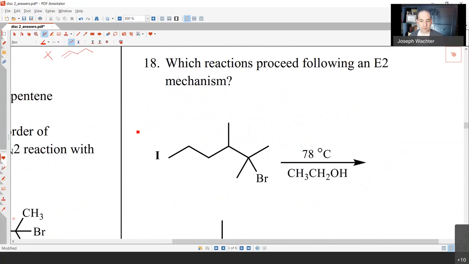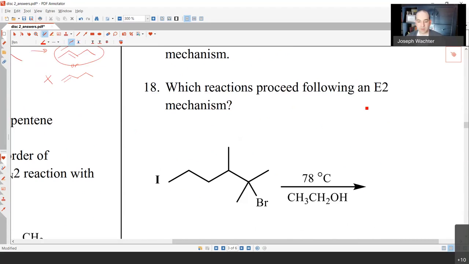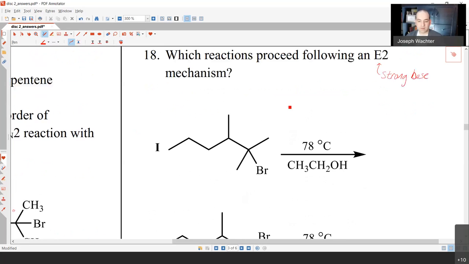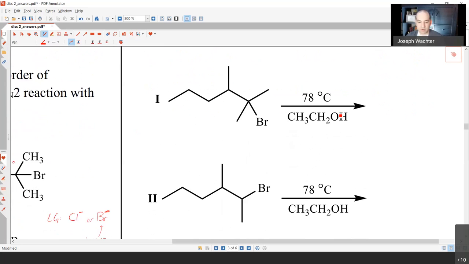Which reactions proceed following an E2 mechanism? So an E2 mechanism, what's going to favor that? The biggest thing for an E2 is a strong base. If we have a very strong base, then the E2 mechanism is likely to happen before anything else, assuming that it has hydrogens that it can deprotonate. The other thing that favors E2 is going to be high temperature, but the base is still going to be most important.